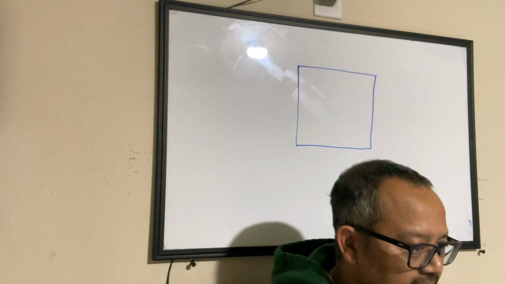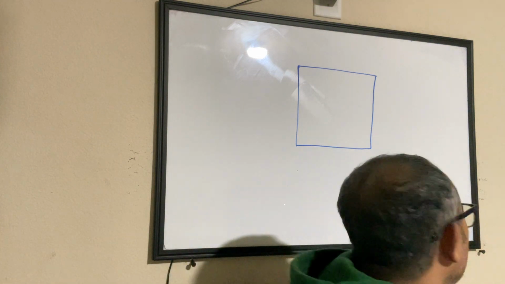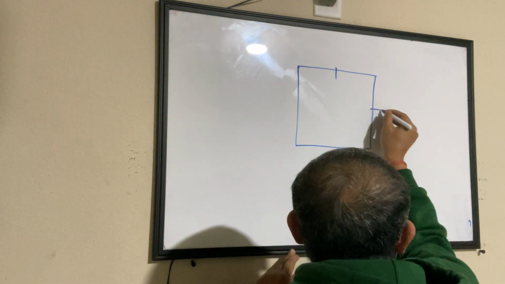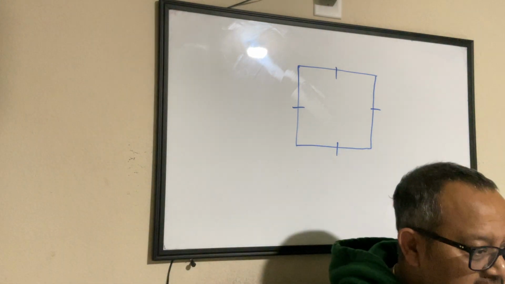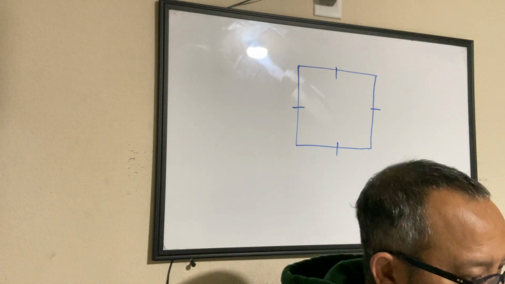Okay, Aradhya. Square. Okay. Everybody agrees this is a square? This looks like a square? Yes. Okay. Now Aradhya, tell me some more properties of a square. All the sides are equal. So this and this are equal, okay? Any other property that you can recall? All the angles are 90 degrees.